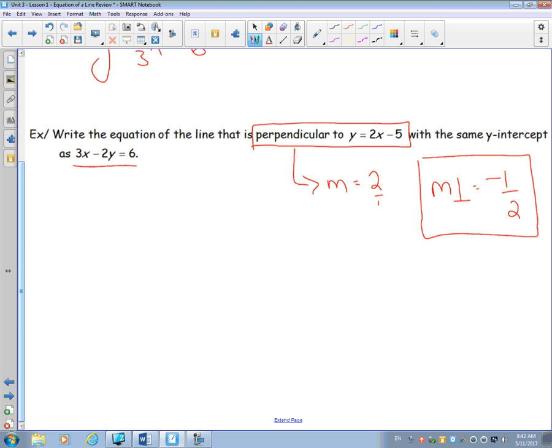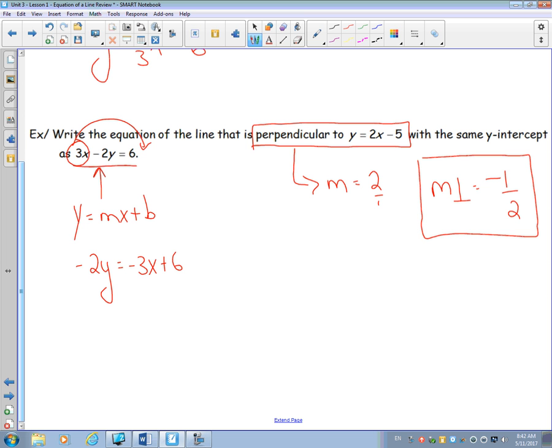I need this piece, but I also need a y-intercept. And we were told the y-intercept comes from here, the same y-intercept. But I can't see the y-intercept. This thing is not in the right order, mx plus b. So I need to fix it. To fix it, let's take the 3x and move it over here. So we'll end up with -2y equals -3x plus 6.